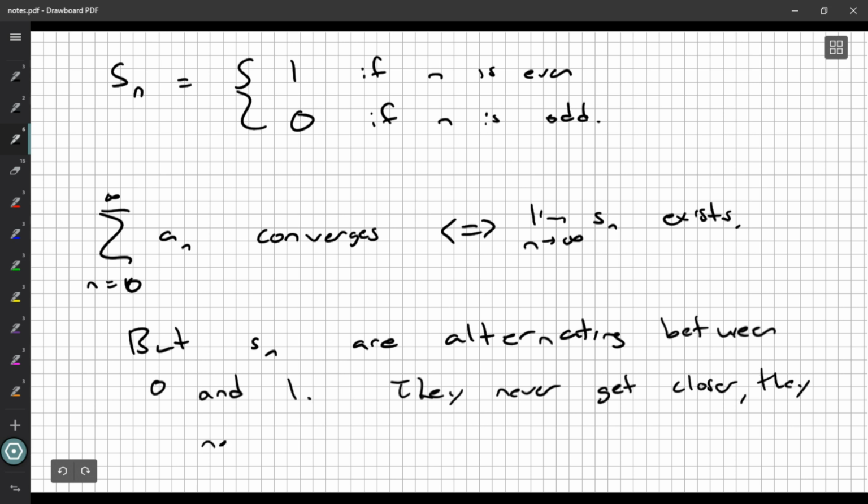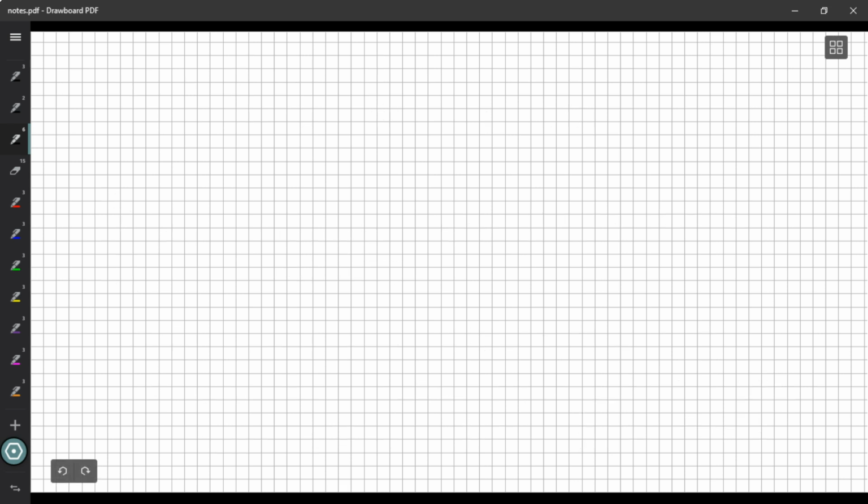They never get closer. They never settle down. And if you wanted to, you could do a formal proof of this. But they never get closer, they never settle down. The limit of the partial sums does not exist. Well, if the limit doesn't exist, then our series can't converge. It must diverge. And there we go.